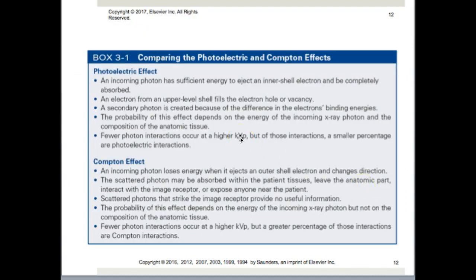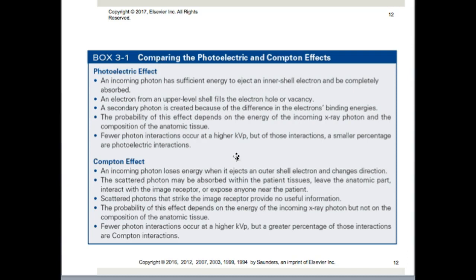So in your comparison between the two, your photoelectric incoming photon has sufficient energy to eject an inner shell electron and may be completely absorbed. An electron from the upper shell fills the electron hole. The secondary photon is created because of the difference in the binding energies. The probability of this effect depends on the energy of the incoming photon and the composition of the atomic tissue.